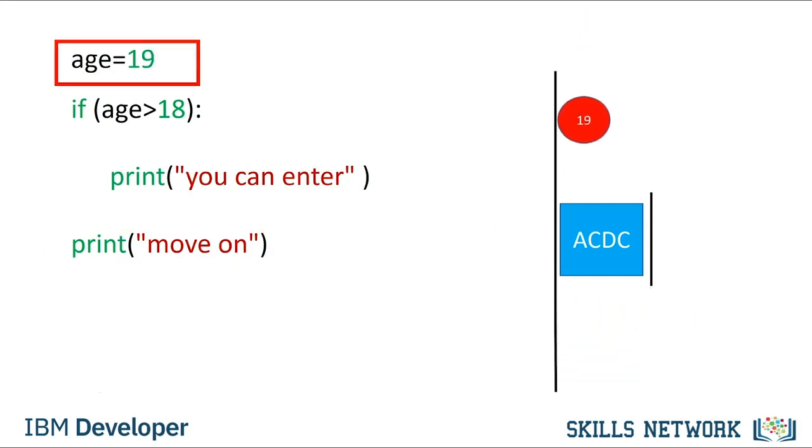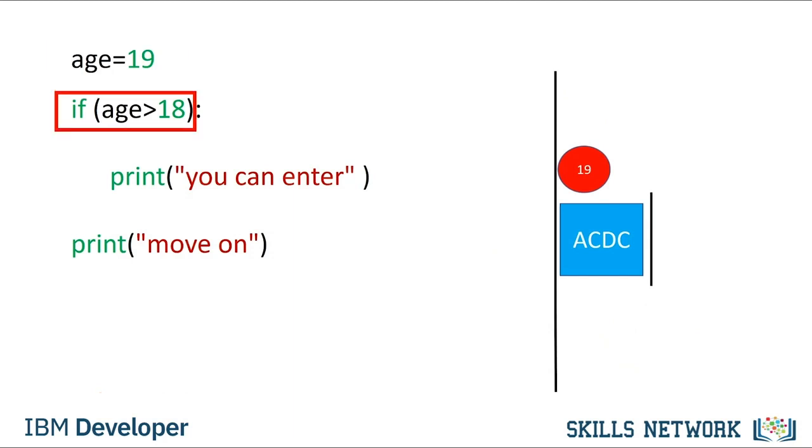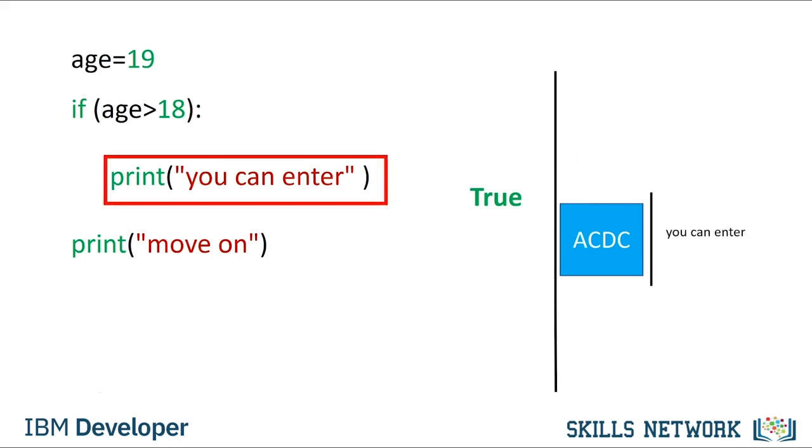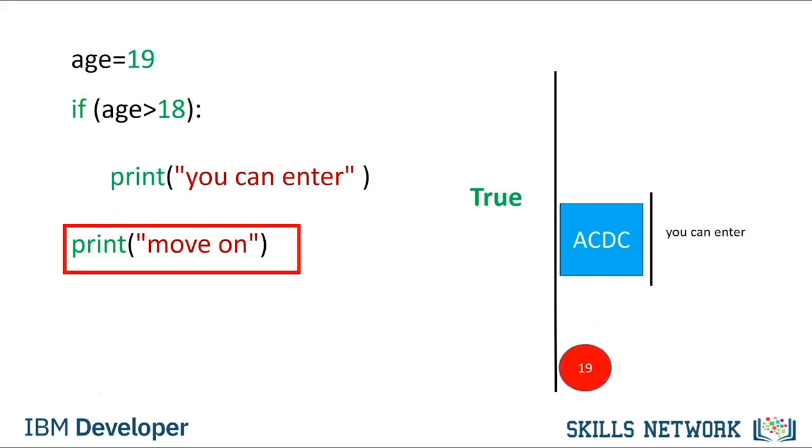For the case where the age is 19, we set the value of the variable age to 19. We check the if statement. The statement is true. Therefore, the program will execute the statement to print "you will enter." Then it will just print "move on."